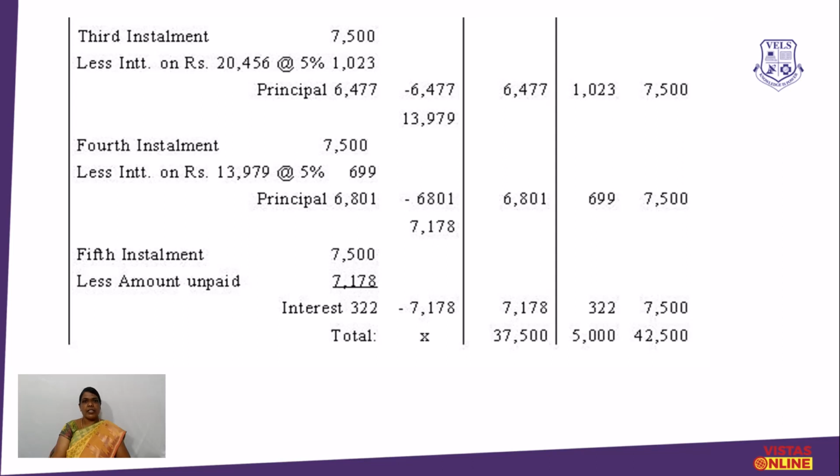20,456 minus 6,477, you will get 13,979. Here also we will write the same amount in the principal amount column, 6,477, and the interest amount 1,023 we will write in the interest column. Then the total third installment amount we will write in the total column, 7,500. The closing balance is 13,979.